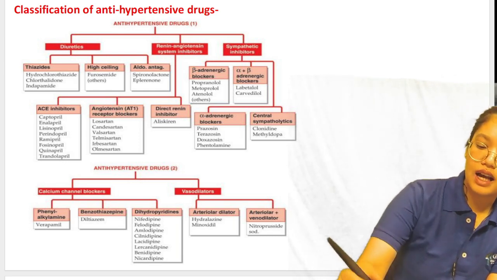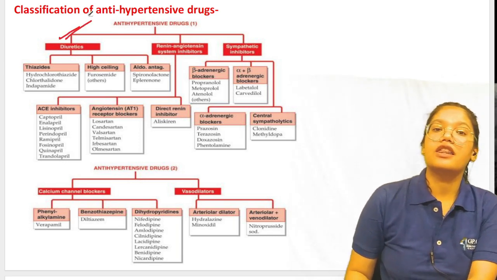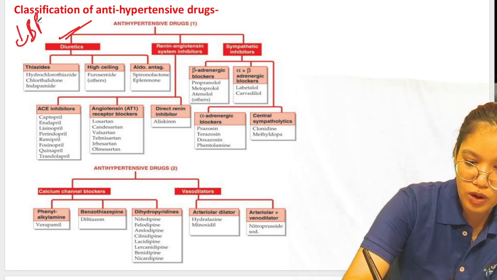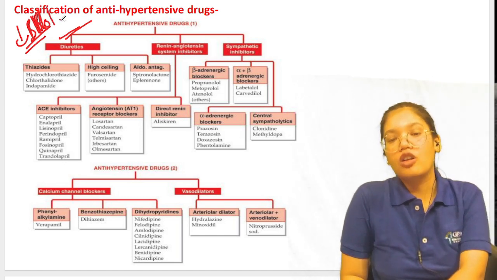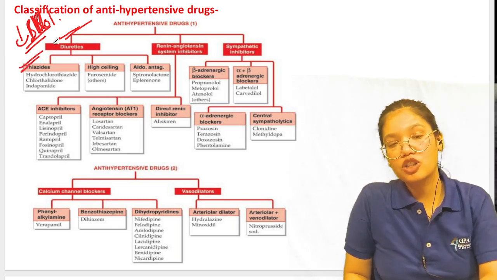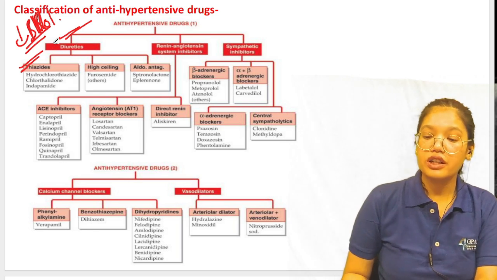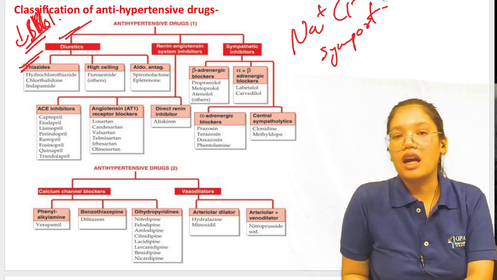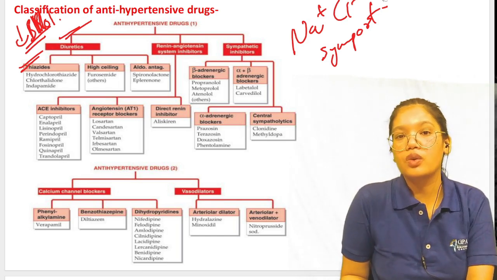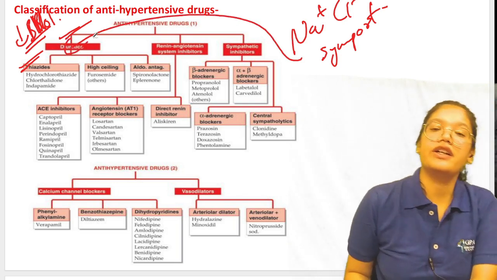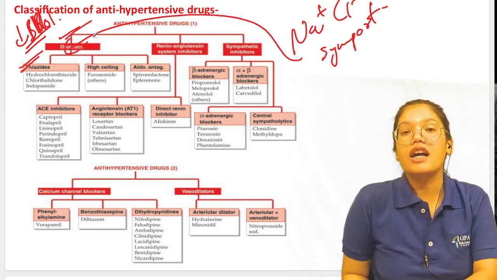The first class under the antihypertensive drugs is the diuretics. Basically diuretics decrease the blood volume, which results in decreasing of the blood pressure. First here are the thiazides. They act on the distal convoluted tubule, on the sodium chloride symport. Hence they do not allow sodium and chloride to reabsorb, and hence decrease the blood volume and result in decreasing the BP.